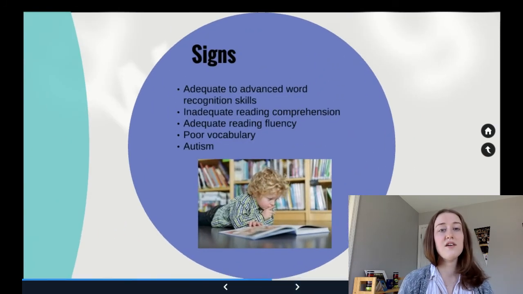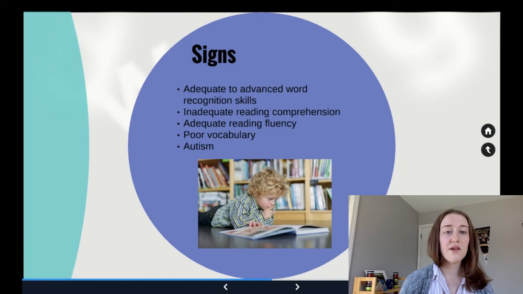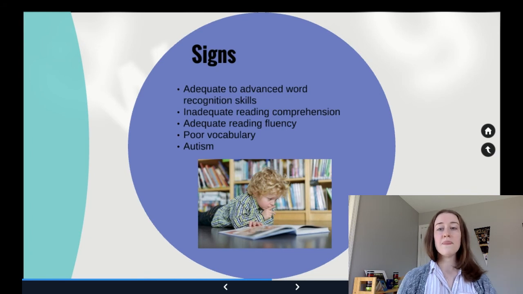So, signs of hyperlexia include adequate to advanced word recognition skills, inadequate reading comprehension, adequate reading fluency, but poor vocabulary. And then it's also very highly correlated with autism. So it's more likely to be seen in individuals who have autism or another cognitive or social disability, but it can occasionally exist on its own as well.